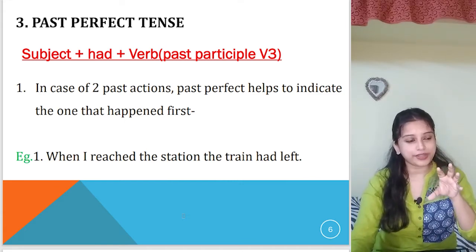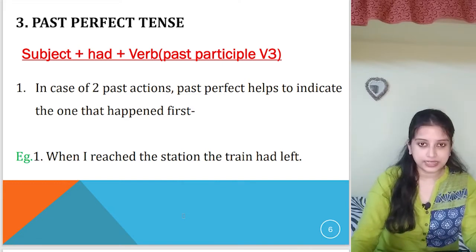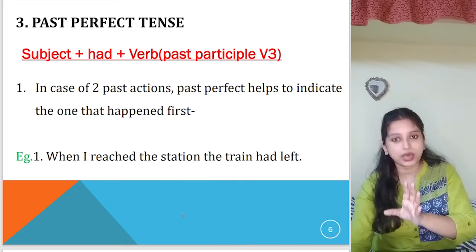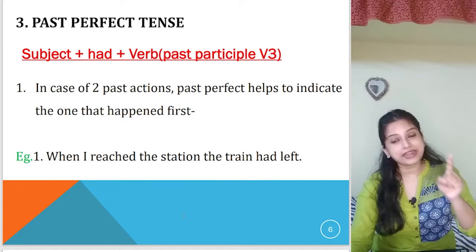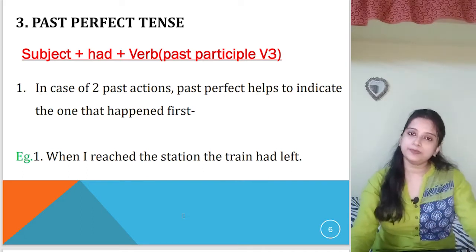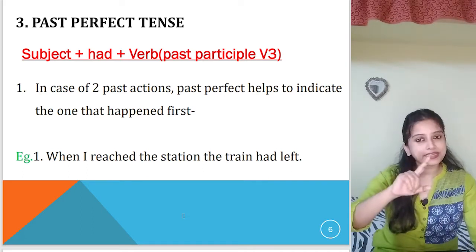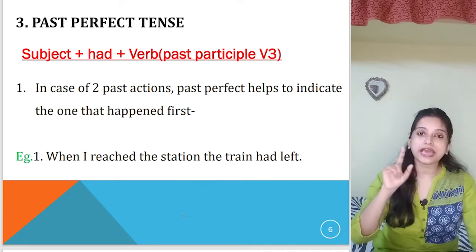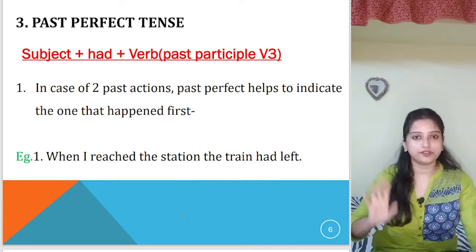So if I have to point out that I booked tickets earlier, then I visited the place, how will I write? I had booked the tickets and visited the place. Understood? So booking tickets was done earlier, so we will use had. Had means past perfect helping verb.